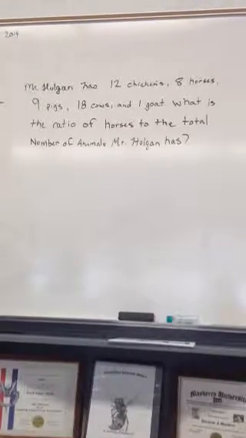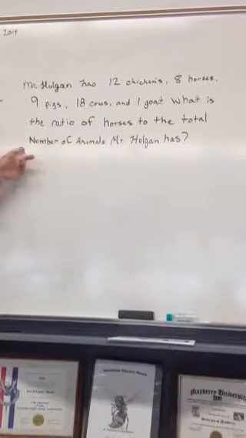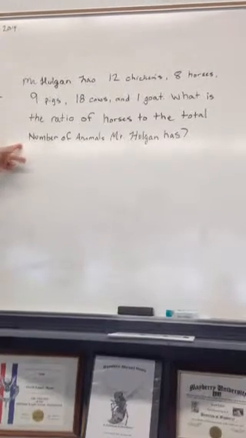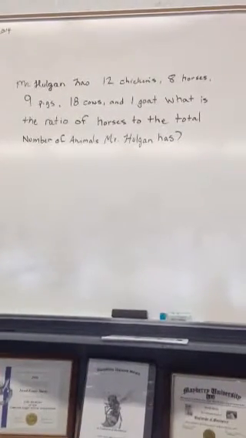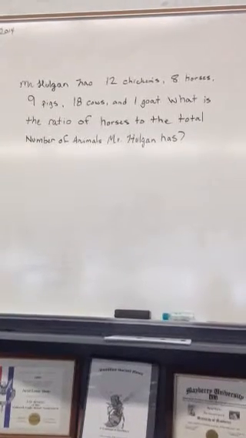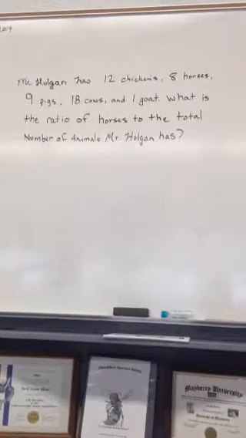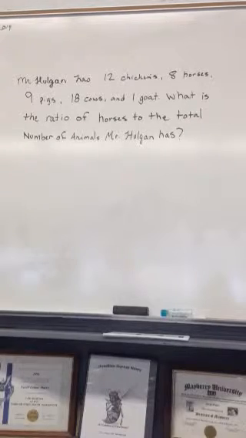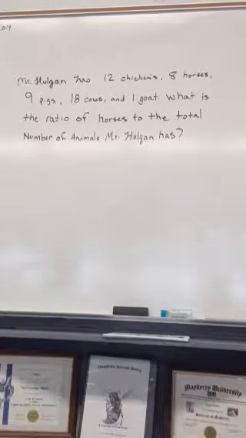Today we're going to talk about ratios. This is our example problem. Mr. Morgan has 12 chickens, 8 horses, 9 pigs, 18 cows, and 1 goat. What is the ratio of horses to the total number of animals Mr. Morgan has? The first thing we need to do is go ahead and draw our fraction bar.